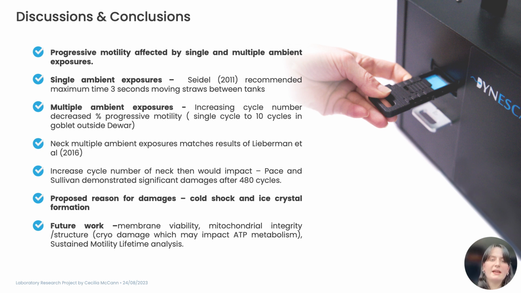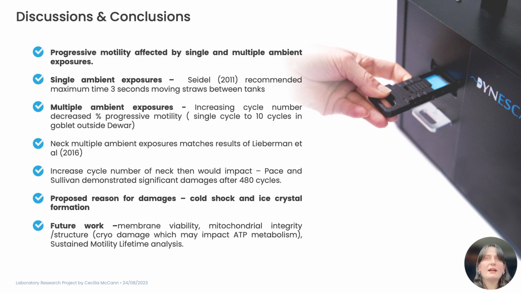The proposed reasons behind the damage that occurs with ambient exposure are cold shock and ice crystal formation. Because of ambient exposure, you're allowing the temperature of the straw to rise within perhaps the danger zone hypothesized for ice crystal formation, which is 0 to minus 50 degrees. There is a lot of scope for further research.